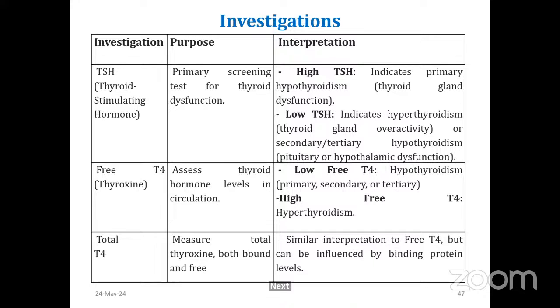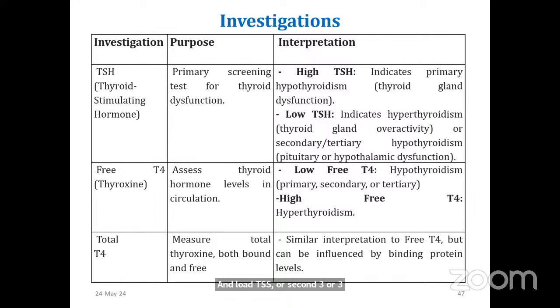Investigation. So, what kind of investigations can we advise the patient, what is the purpose of each specific investigation, and how to interpret the findings? Let us see. The first important investigation is TSH, thyroid stimulating hormone. The main purpose of this investigation is as a primary screening test for thyroid dysfunction. If high TSH is there, it indicates primary hypothyroidism, and low TSH indicates hyperthyroidism or secondary or tertiary hypothyroidism.